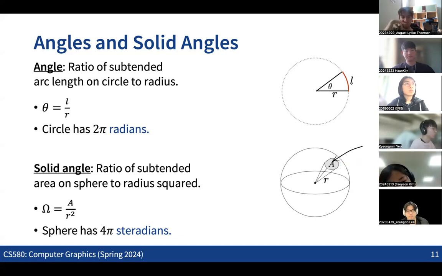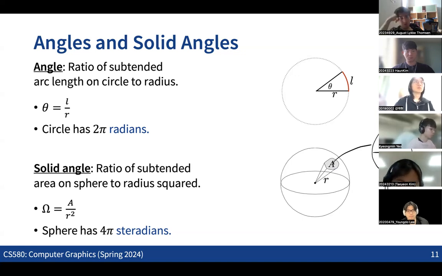Then we can also define the region over the sphere which is subtended from the given solid angle, right? Then, as we have done for the angle case, we can define the unit of the solid angle as the ratio of this area, which is subtended from the given solid angle, over not the radius but the squared radius. So now this becomes the unit of the solid angle.